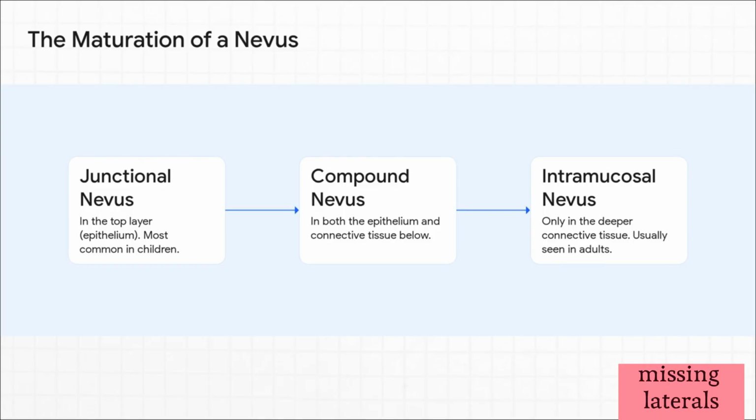See, a nevus often starts out as a junctional type, which means the pigment cells are just in the very top layer of tissue. You see these a lot in kids. Over time, those cells can start to move deeper, which creates a compound nevus, and eventually, they might end up only in that deeper tissue, becoming an intramucosal nevus, which is what we usually see in adults.